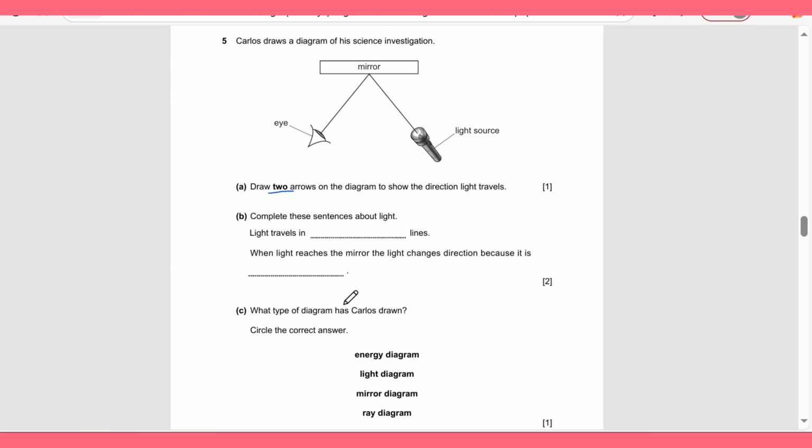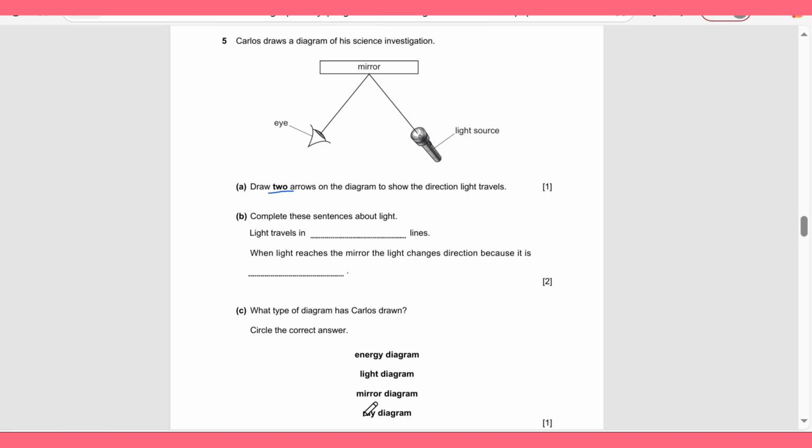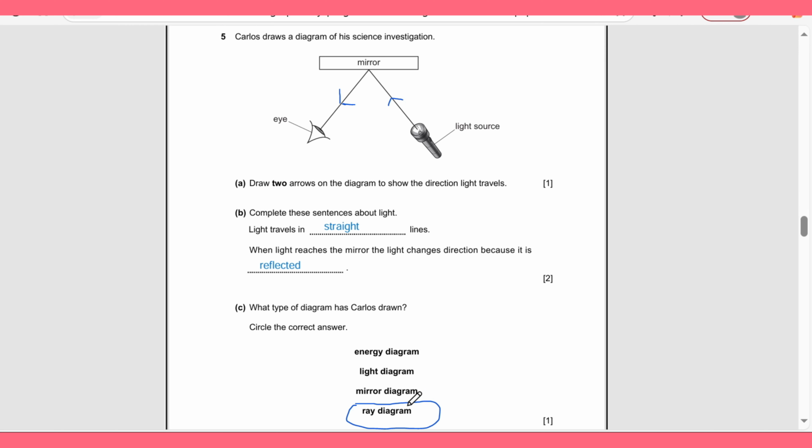Let's move on, guys. Now 5c. What type of diagram has Carlos drawn? Circle the correct answer. Energy diagram, light diagram, mirror diagram, or ray diagram. Let's check out the answer, guys. So it's a ray diagram. This is the ray diagram to show the ray of light, the direction, and how it reflects off the mirror.